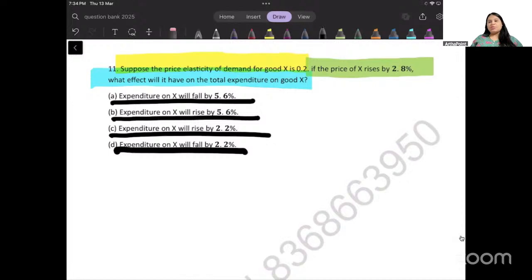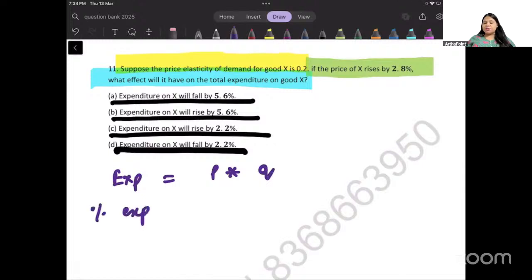What will be the answer to question number 11, beta? So total expenditure, एक्सपेंडिचर को हम कैसे लिख सकते हैं? प्राइस इंटू क्वांटिटी। माने अगर मेरे को इसको परसेंटेज चेंज में लिखना है, तो परसेंटेज चेंज इन एक्सपेंडिचर कैन बी परसेंटेज चेंज इन प्राइस प्लस परसेंटेज चेंज इन क्वांटिटी। Now try to do this बेटा.